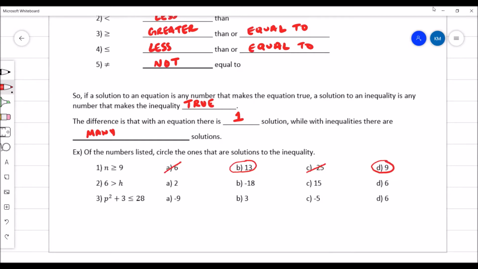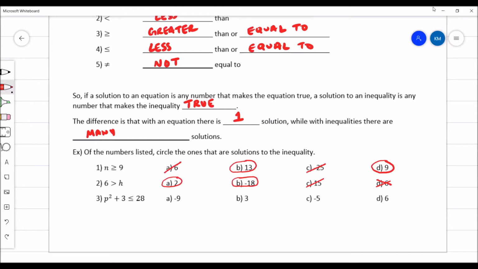Number 2, we have 6 is greater than h. So we want to find an h that's less than 6. So 2 is less than 6, so it works out. 6 is greater than negative 18. Yep, I'd rather have $6 than negative $18. 6 is greater than 15. Nope, I'd rather have $15 than 6. And 6 is greater than 6. For number 1, 9 works because it's or equal to, but for number 2, 6 will not work because it doesn't say 6 is greater than or equal to h. It says 6 is greater than h, and 6 won't be greater than itself.